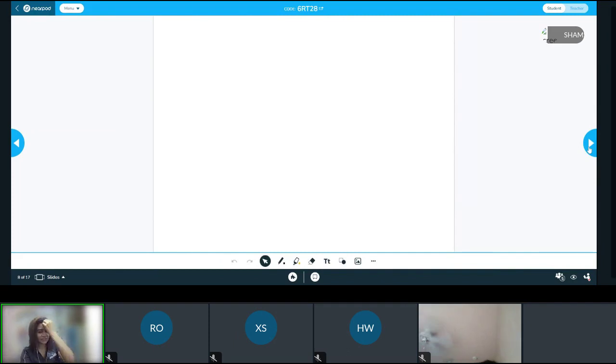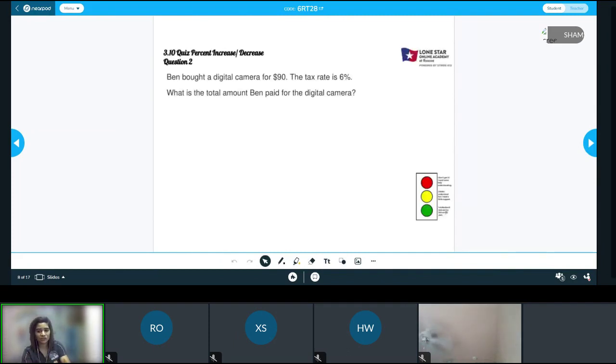This is the third variety of question 2. If so far we haven't answered your question 2, this is your question 2. Ben bought a digital camera for $90. The tax rate is 6%. Tell me 6% as a decimal. Then you will find what is the total amount Ben paid for the digital camera. Excellent.